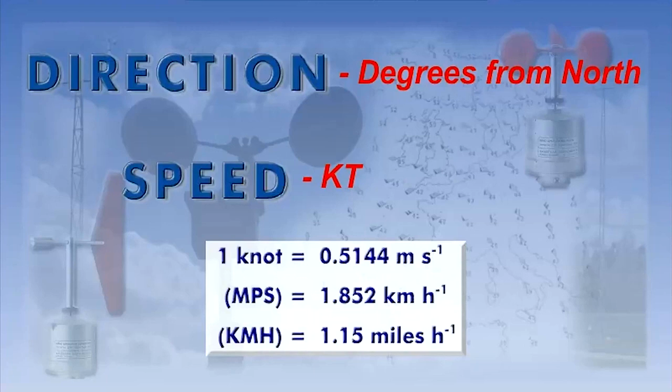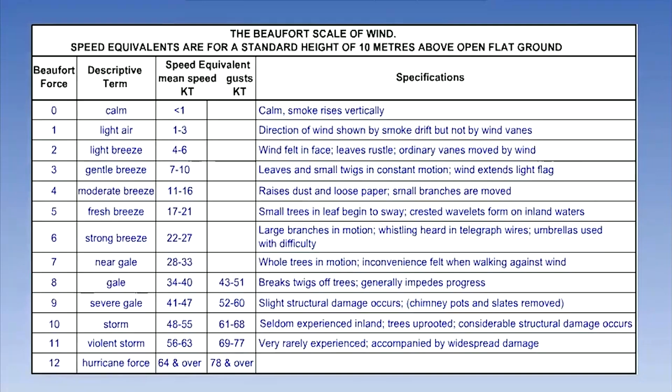Shown here are the conversion factors between the various units of wind speed, namely knots, meters per second and kilometers per hour. A wind scale to describe speed was introduced and devised by Admiral Beaufort for use at sea. An adapted version for use over land is shown here and is often used by meteorological broadcasters today.